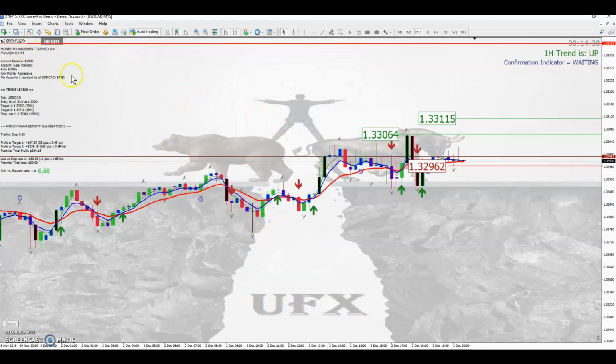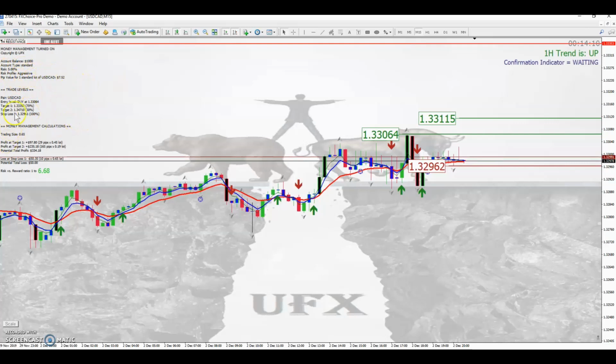Close this out, and now we can see what's printed up over here. The account balance is based on 1,000 for our money management. Account type is standard, 5% risk. Profile is aggressive at 5%. So 1 to 3% is conservative, 4 or 5% is aggressive or medium risk, and then greater than 5% is going to be very aggressive.